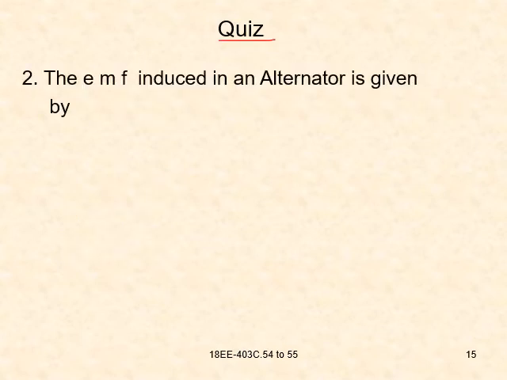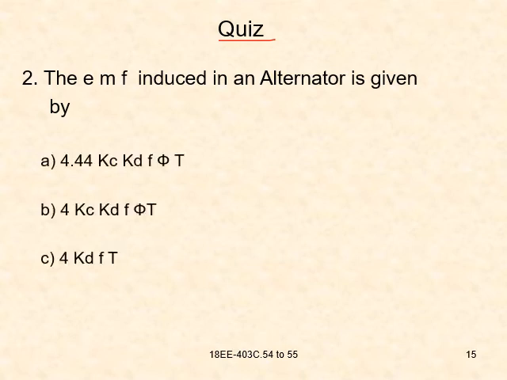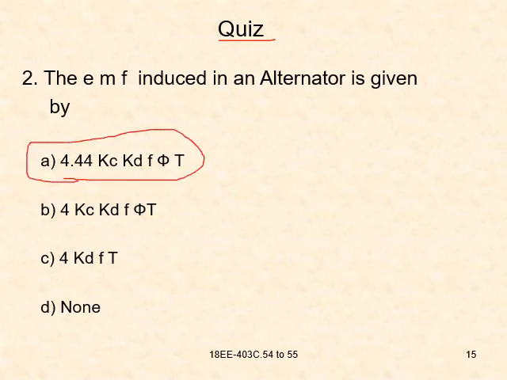The next question, the EMF induced in an alternator is given by, he's just asking a simple formula. Is it 4.44 Kc Kd phi f T, or 4 Kc Kd phi f T, or 4 Kd f T, or none? It's very simple, it is 4.44 Kc Kd phi f T. Anyone can say it, no doubt.